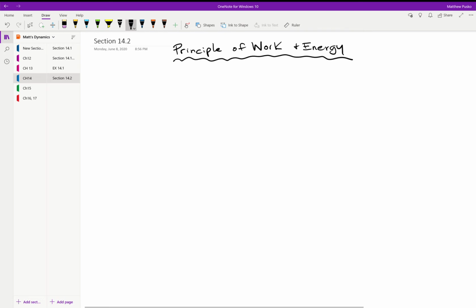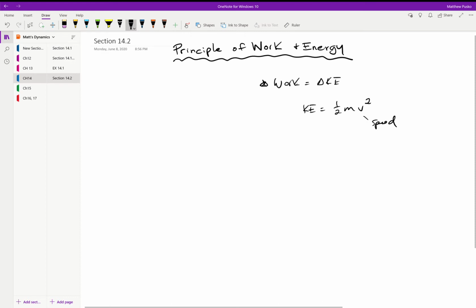Alright, let's talk about the relationship between work and energy, otherwise known as the principle of work and energy. So I'm going to show you where we're headed. I'm going to go ahead and just write down a definition. We can say that work is equal to the change in kinetic energy. And y'all have seen kinetic energy before. It's 1/2 times the mass times the speed squared. So the direction doesn't matter, we just need the magnitude of the speed.